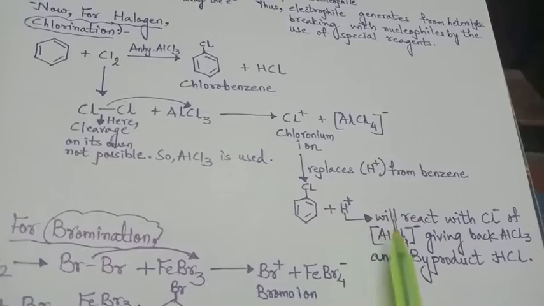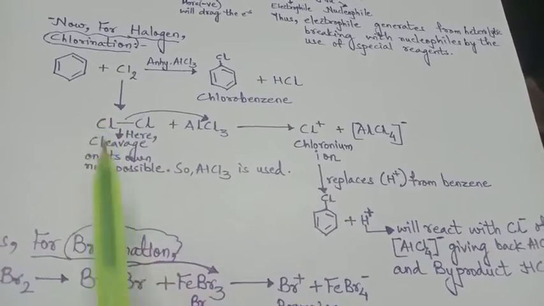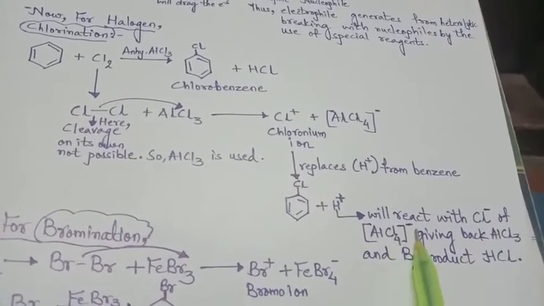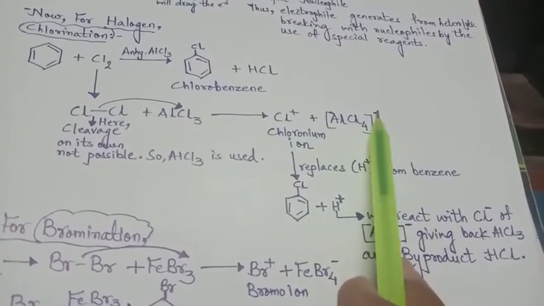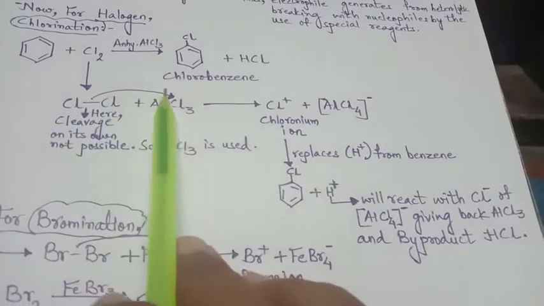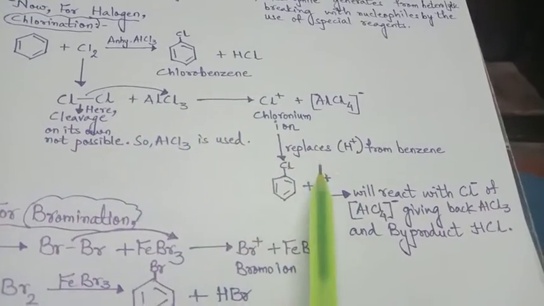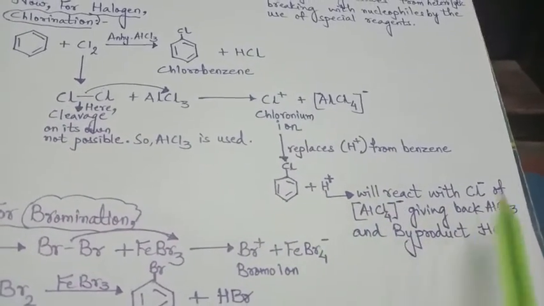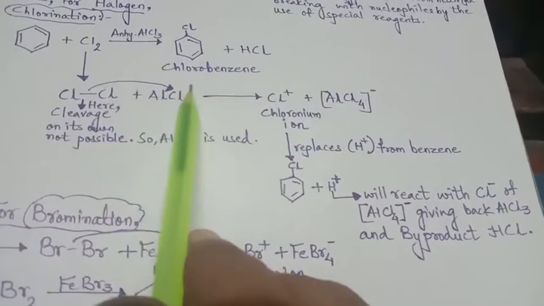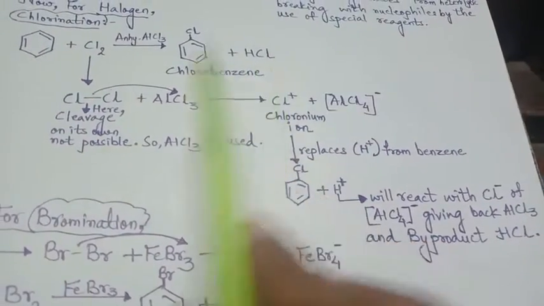This H plus will react with another chlorine, this one, right? It will react with the chlorine of AlCl4. So, this H plus will react with the chlorine which has been transferred here, because this has already attached over here. So, this H plus will react with that Cl and give back the reacting reagent AlCl3 and byproduct HCl.